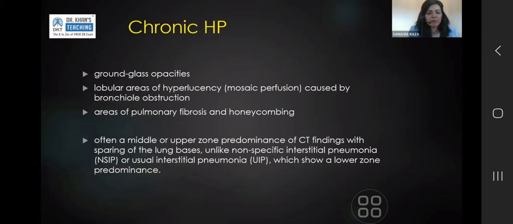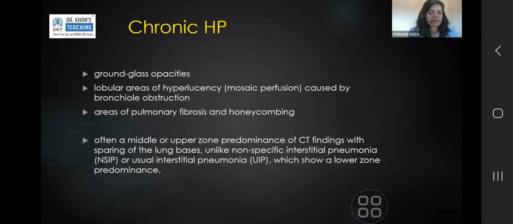Chronic HP being the last phase in the continuum, the end stage of the HP, being chronic means fibrosis. Fibrosis by definition implies irreversible. But you can have fibrotic features in subacute that may be reversible. Chronic HP favors the upper and mid zones. That favoring means that the reticulation or the architectural distortion favors mid zones.